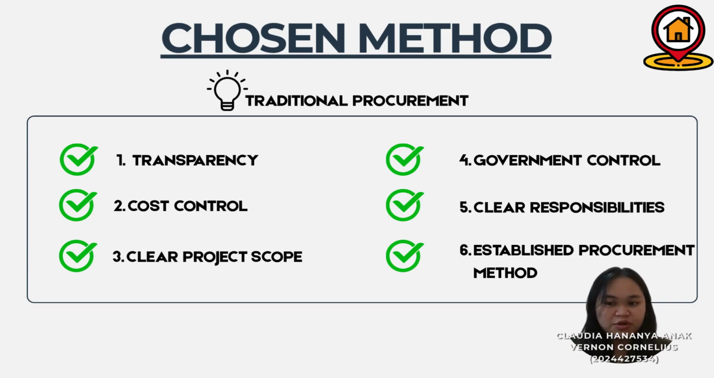Fourth, government control. This method ensures that authority and decision making power remain with the client and relevant government body. Fifth, clear responsibilities. Roles and obligations for every party involved are strictly defined in the contract, leaving no doubt about who is accountable for specific tasks. The last one is established procurement method. This is a long-standing, proven industry standard, making it a reliable and widely understood way to deliver the project.